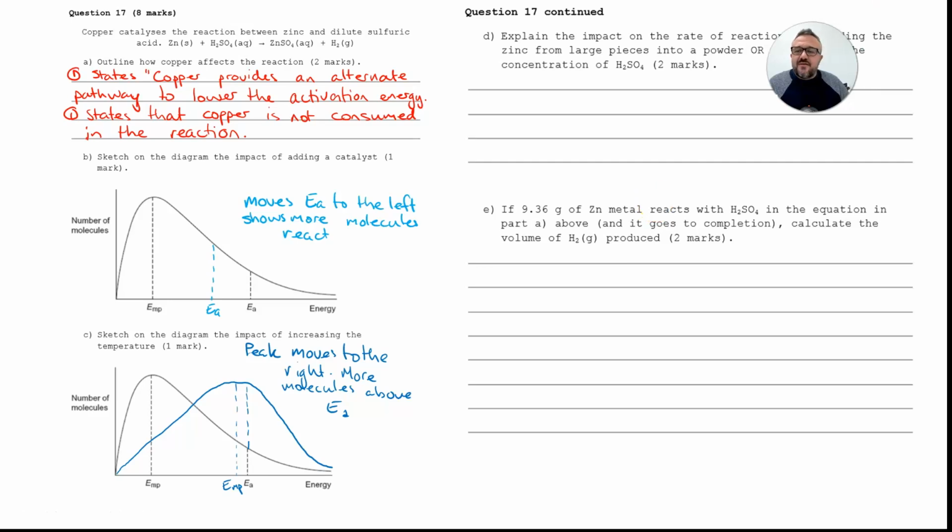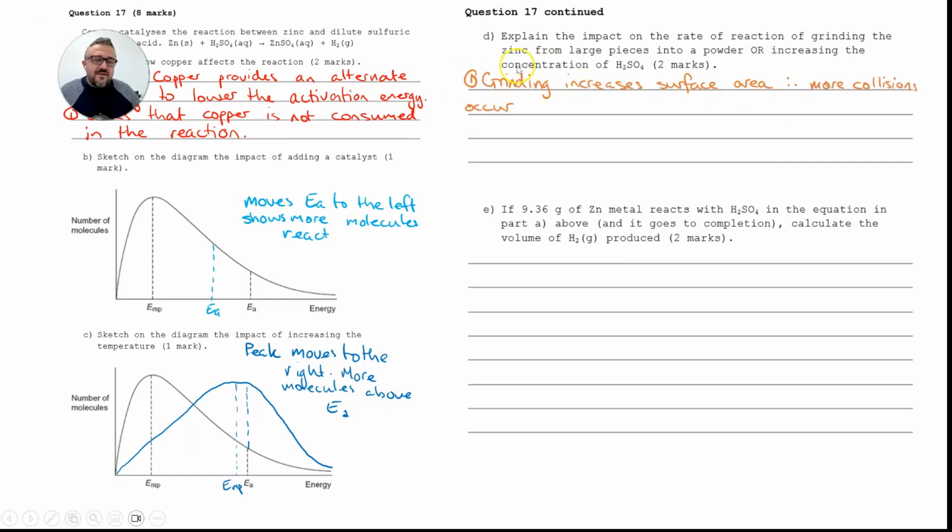All right, moving myself over here. There's a much quicker question. Explain the impact on the rate of reaction of grinding the zinc from large pieces into a powder or increasing the concentration. This gives our students a chance to show what they know. The IB would probably not be as forgiving. It would give you 1, not 2. So, first up, grinding increases the surface area, therefore more collisions occur. This increases the rate of reaction.